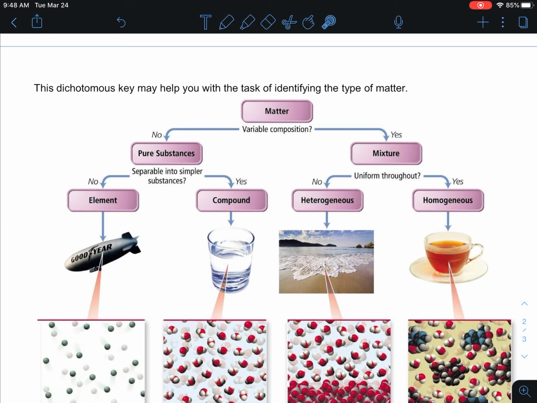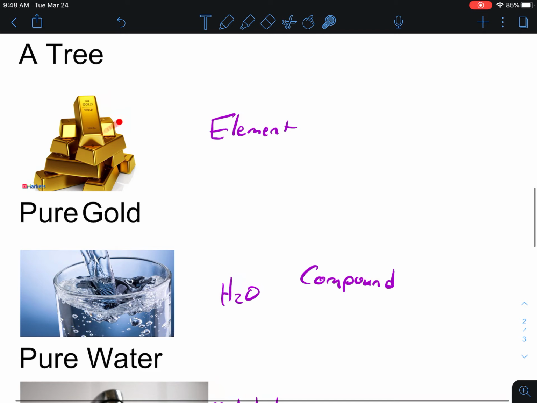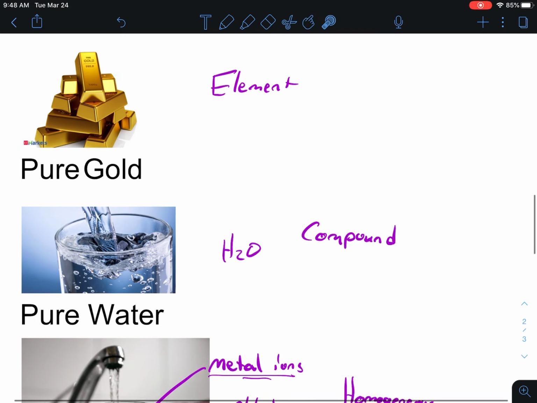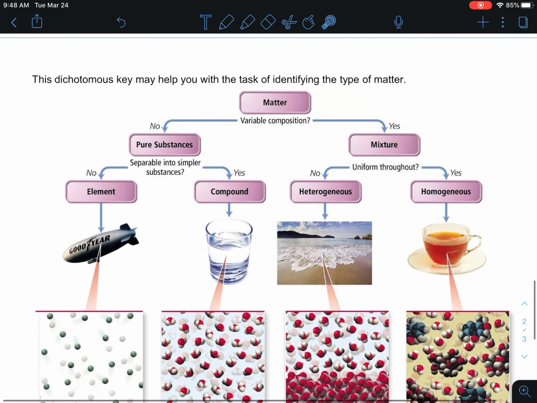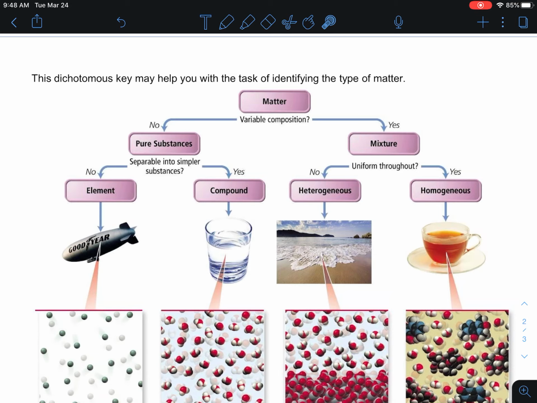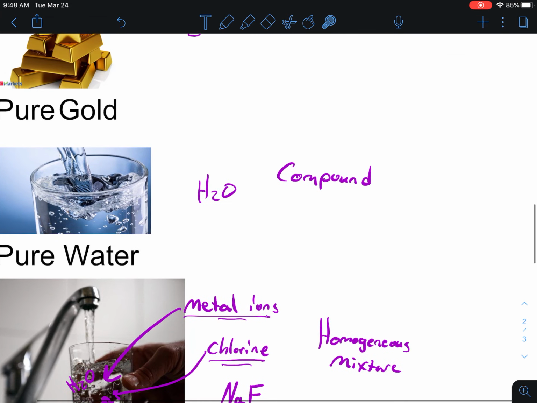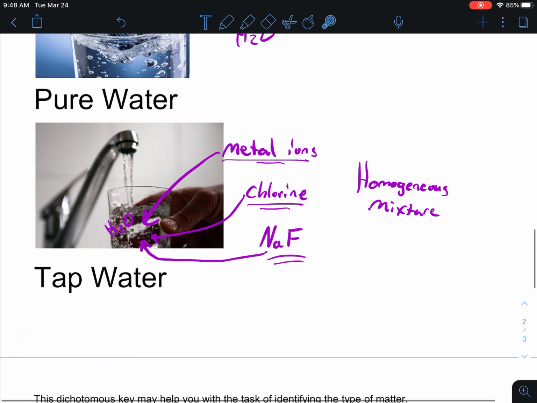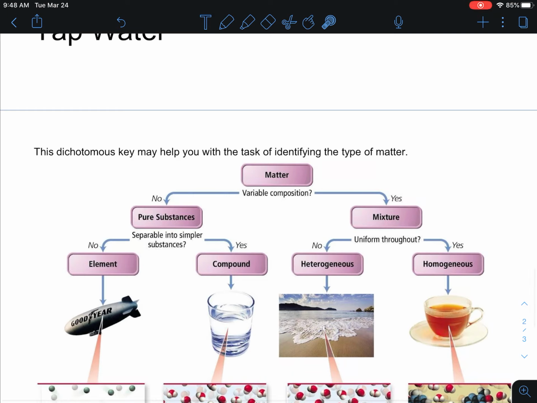If no, it's an element. You may have 1 billion gold molecules, but as you try to separate atom from atom from atom from atom, every single one of them is still gold. Another way is compounds. If you can separate the molecules of the atoms of hydrogen from the atoms of oxygen, then that is more simple. So that would be a compound.